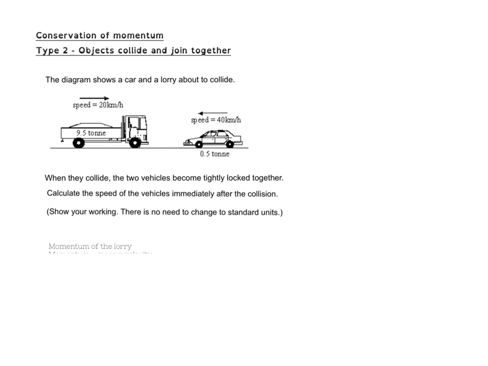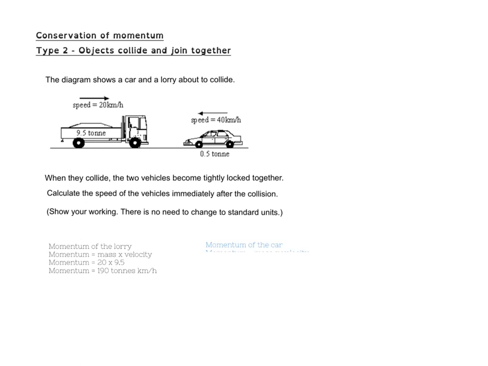So the first step is to work out the momentum of the lorry. We can work out momentum by doing mass times velocity. Our lorry has a mass of 9.5 tonnes and a velocity of 20 kilometres per hour. So you do 20 times 9.5 and it gives you an answer of 190 tonnes kilometres per hour.